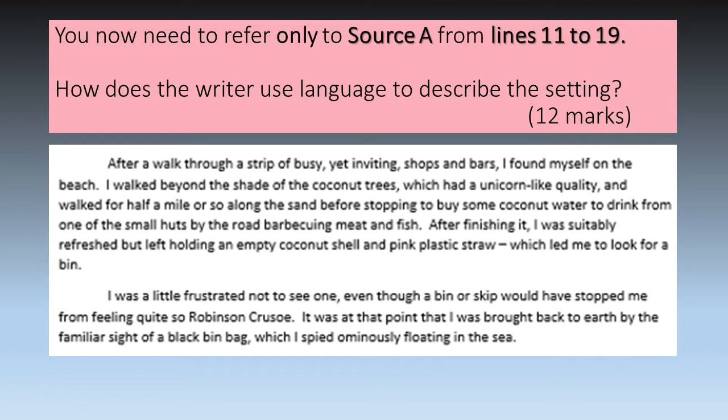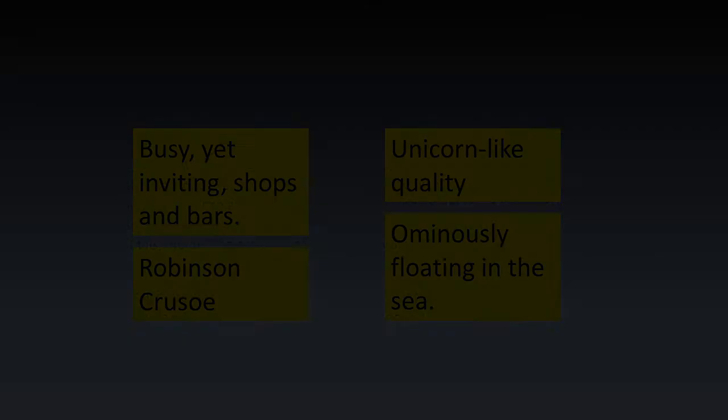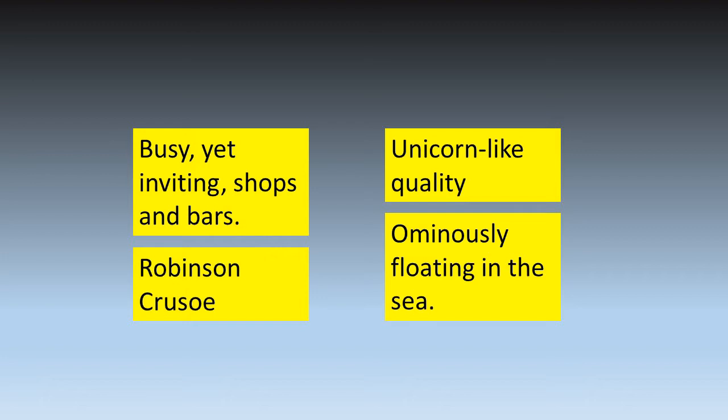So let's have a little bit of a think about which uses of language we are going to analyse today. So here are some ideas that we could take away. In the time I've got, I'm going to be analysing 3 or 4 references from the text. So we've got these ones that I've pulled out from this extract. Busy yet inviting shops and bars. We've got the unicorn-like quality of the coconut trees. We've got a reference to Robinson Crusoe, and we've got ominously floating in the sea.